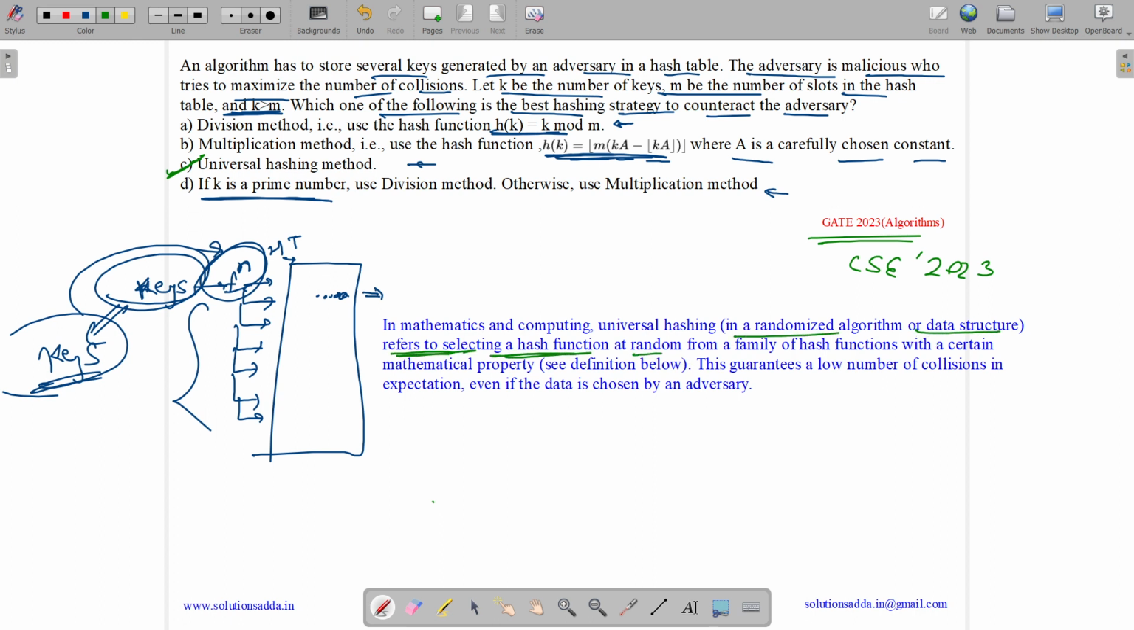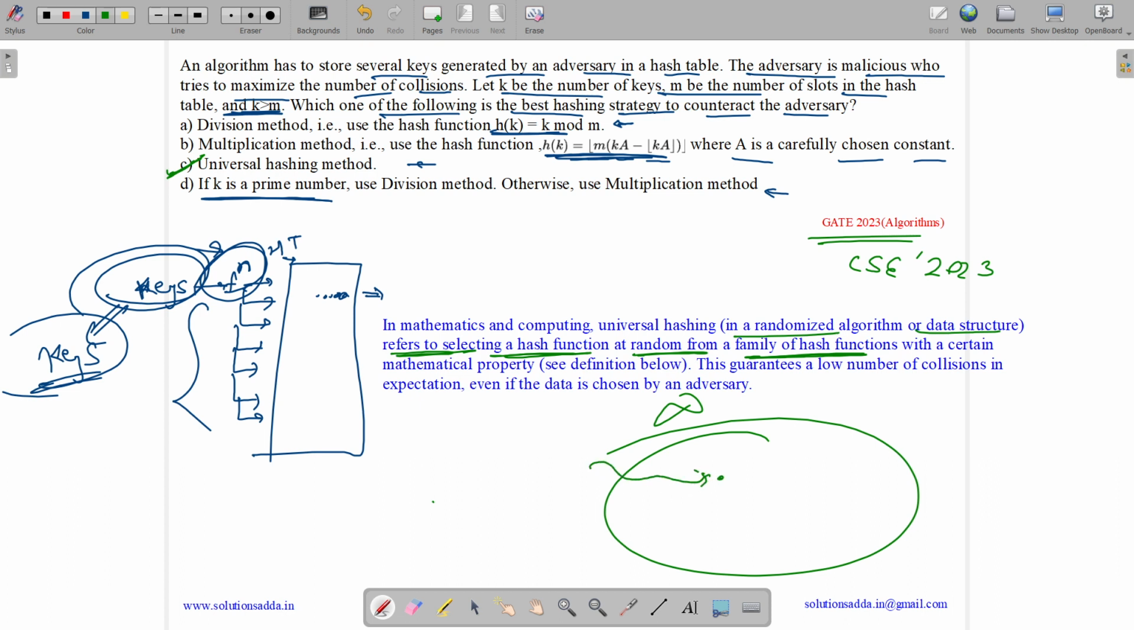hash function at random from a family of hash functions. So we have infinite hash functions, a family of hash functions. So universal hashing refers to selecting a hash function out of that family with a certain mathematical property that guarantees a lower number of collisions in expectation even if data is chosen by an adversary.